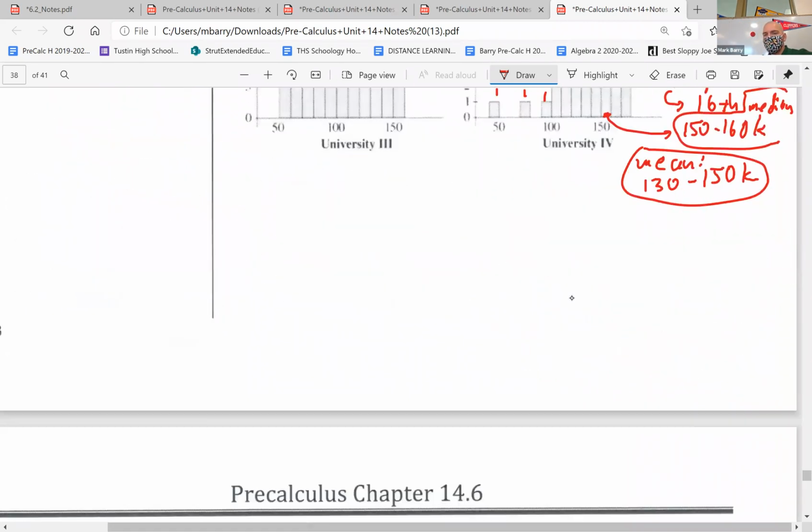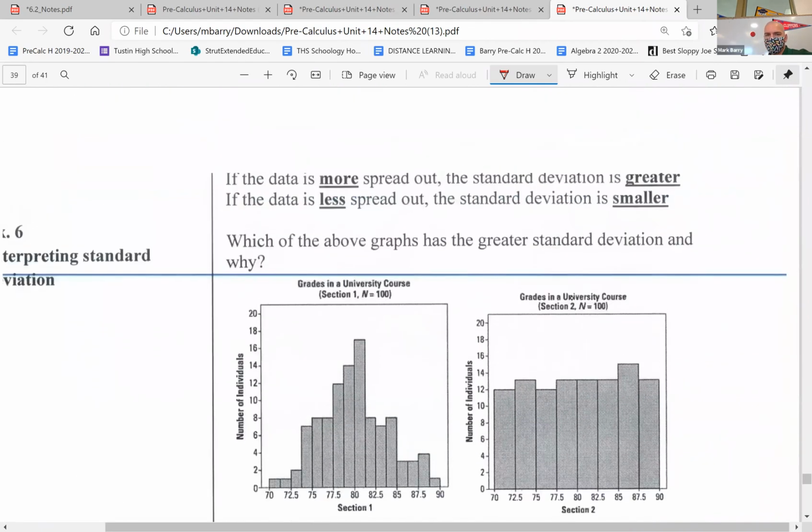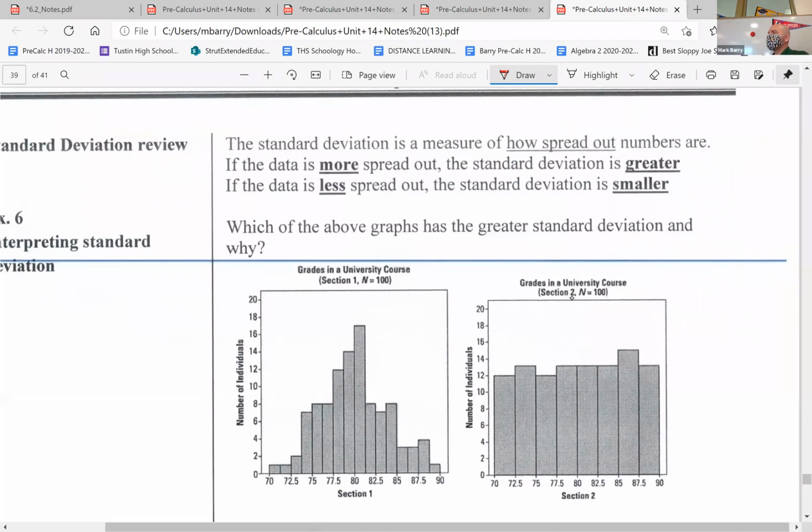All right, let's continue. Let's talk about standard deviation again. We're actually not going to calculate it here for graphical. I'm going to remind you, a standard deviation is a measure of how spread out the data are. If the data is more spread out, the standard deviation is greater. If the data is less spread out, more compact, the standard deviation is smaller. So which one of these has the greater standard deviation and why?